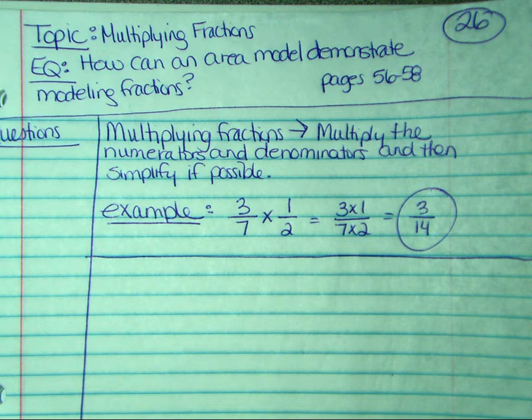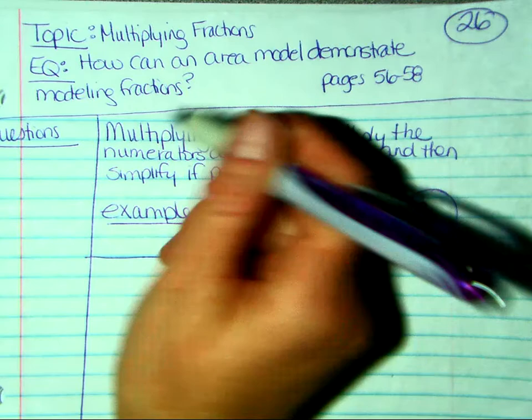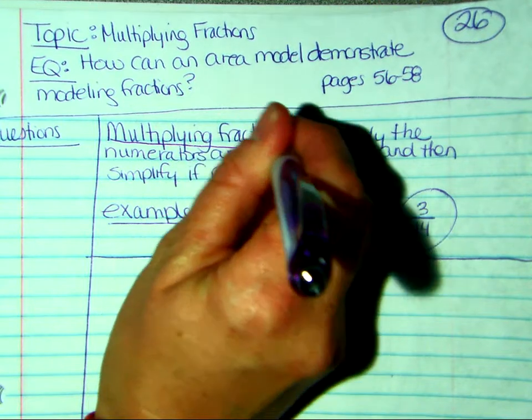The first thing we are going to do is look at some terminology for multiplying fractions. The way that we need to remember this is when we multiply fractions, we multiply the numerators and the denominators and then simplify if possible. So remember that our numerators are on top and our denominators are on bottom. And I'm going to circle that because it's an important phrase.